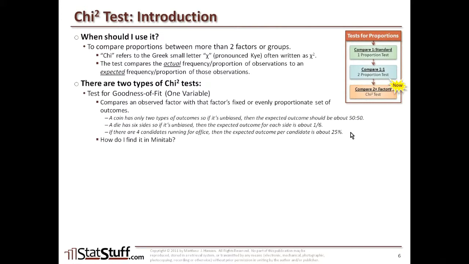So how do you find this type of test in Minitab? You're going to go to the Stat menu, select Tables, and then select the option for Chi² goodness of fit test, or one variable. The other type of test is the test for association.